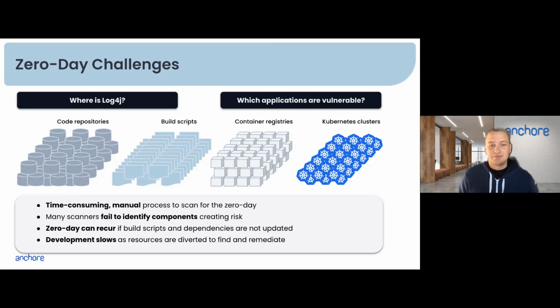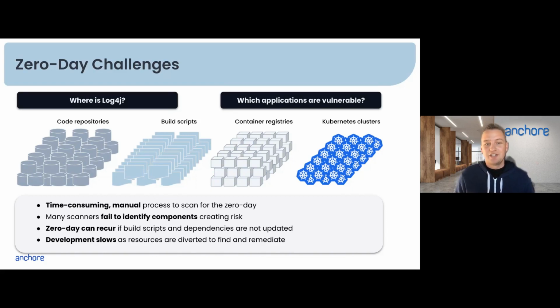Some things to think about at the bottom. It's a time-consuming, manual process to scan for the 0-day. If you just have a one-off scan, or maybe just scanning against a local repo and all your developers are doing it, that's great, but there's no way to really centralize and aggregate that data. So if you're just focusing on code repos, and your developers are scanning away and doing independent checks, it's hard to verify and validate that it doesn't exist or proliferate anywhere else in the environment.